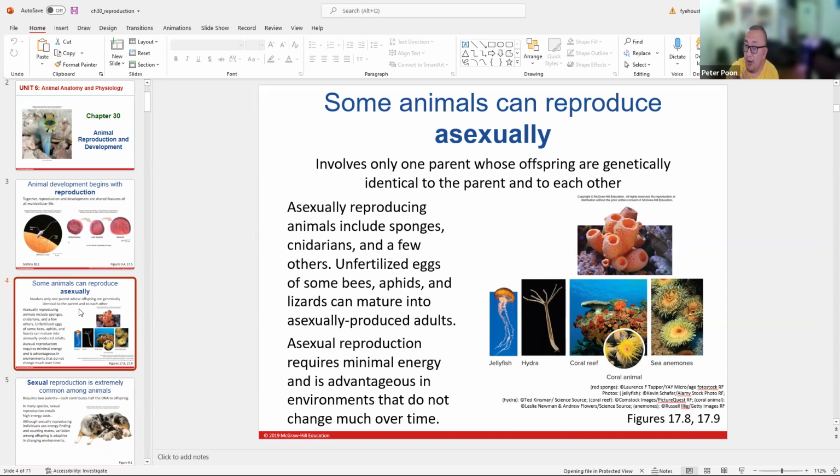Also, occasionally, more complicated organisms can reproduce asexually. Unfertilized eggs of bees, aphids, and others can turn into asexually produced adults. For example, in bees, unfertilized eggs will turn into females, and fertilized eggs will turn into males. But that's not really common. Asexual reproduction requires minimal energy and is advantageous in environments that don't change much over time, like the bottom of the ocean, for example.